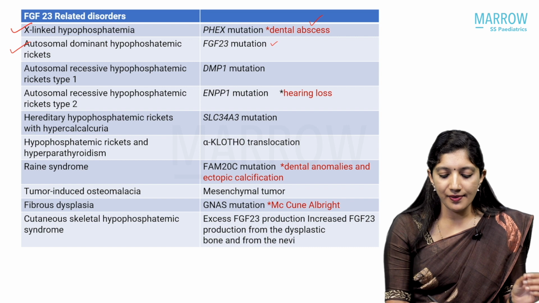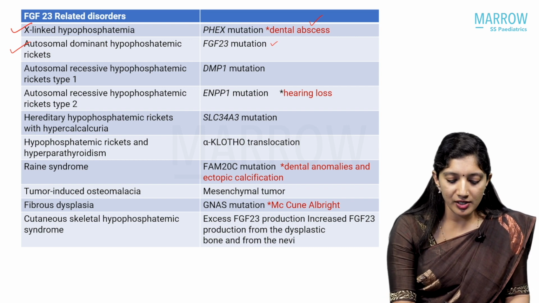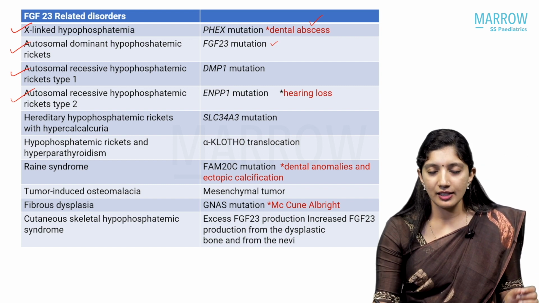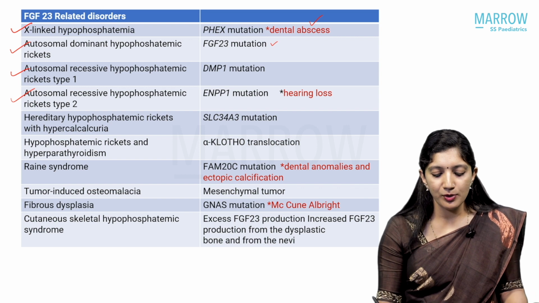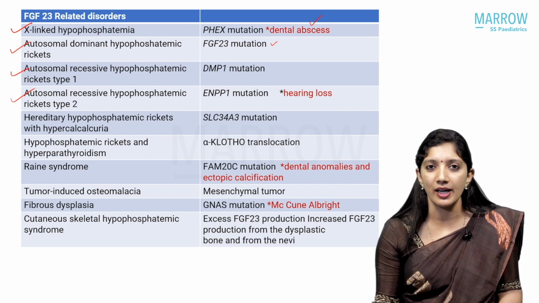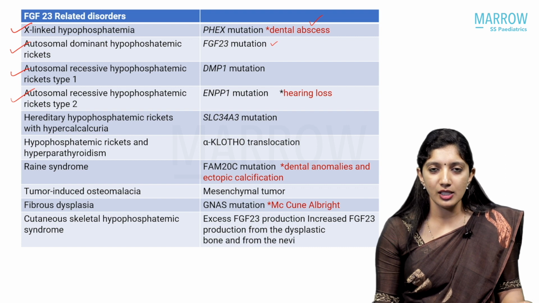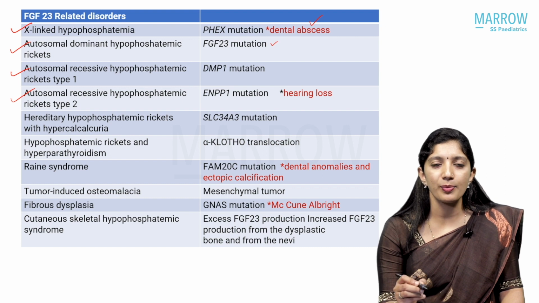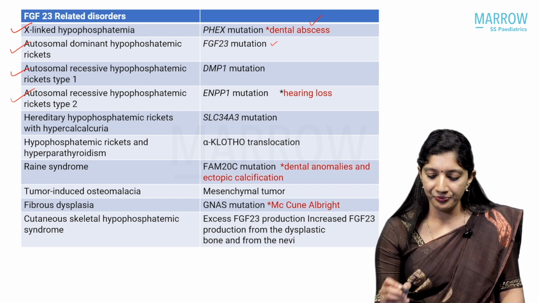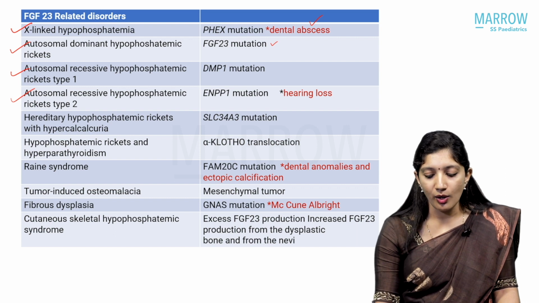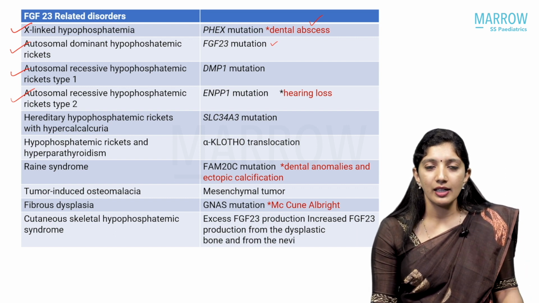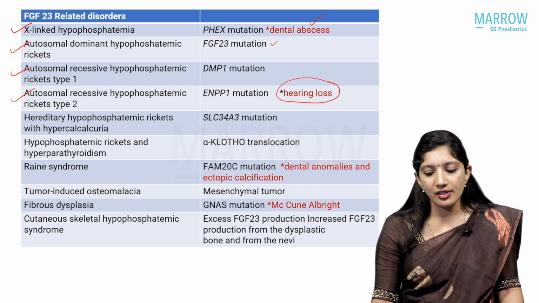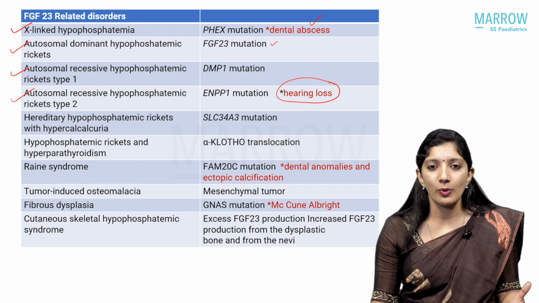And in autosomal recessive hypophosphatemic rickets, there are two types, two mutations. Type 1 is due to a mutation in DMP1, the dentin matrix protein 1, and type 2 is due to a mutation in ENPP1, ectonucleotide pyrophosphate phosphodiesterase. And both these mutations lead to unregulated excess production of FGF23 from the bone. One classical clinical feature of autosomal recessive hypophosphatemic rickets type 2 is hearing loss. So if there is hearing loss, then the mutation could be ENPP1.